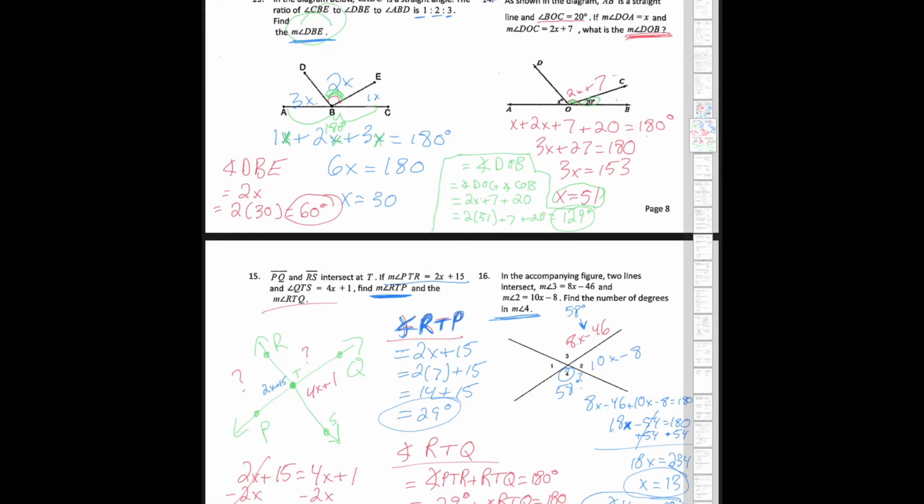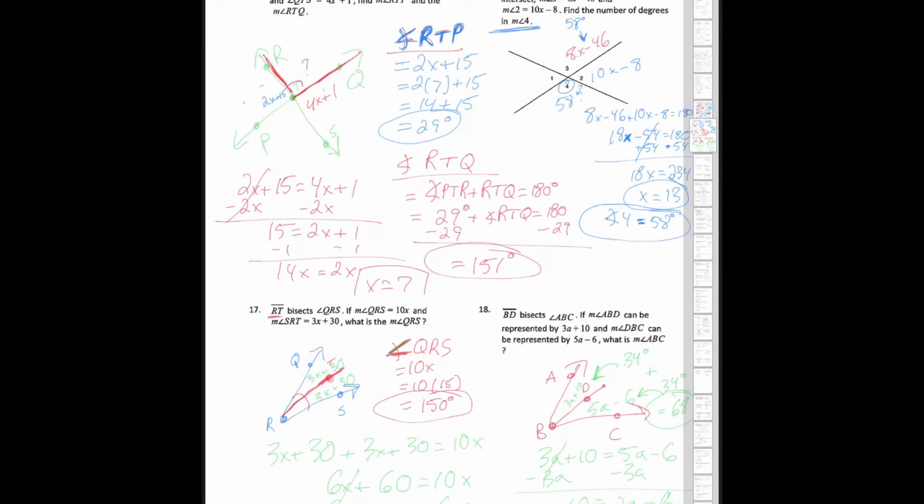So plug in 51, this angle here, and this angle here. When I do that, I get 2X plus 7 plus 20 degrees. So plug in that 51: 2 times 51 plus 7 plus 20 gives me 129. So plug the 51 in here. That's where we need it. And then add 20 to it, and that gives us that angle.